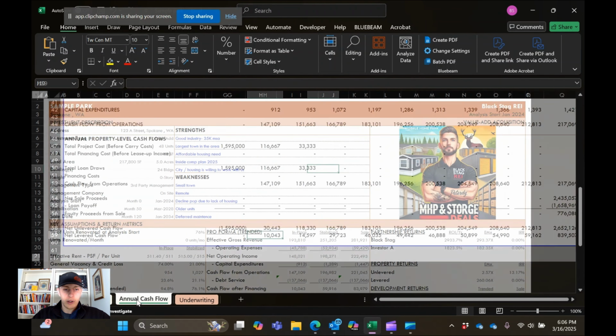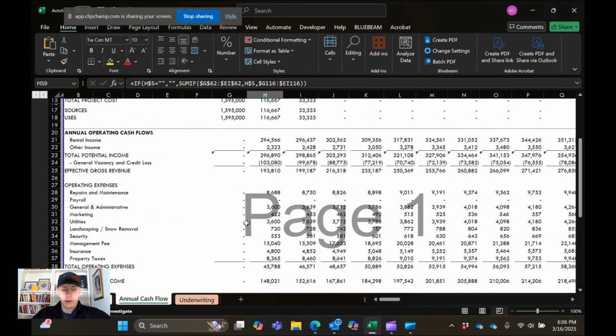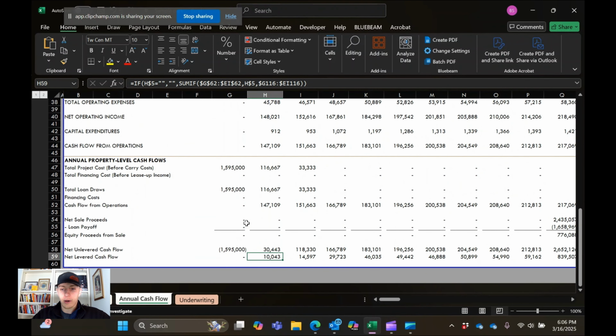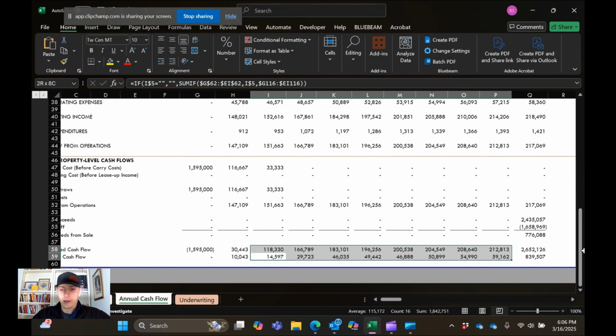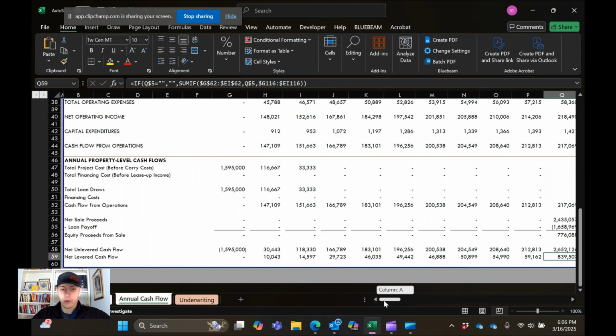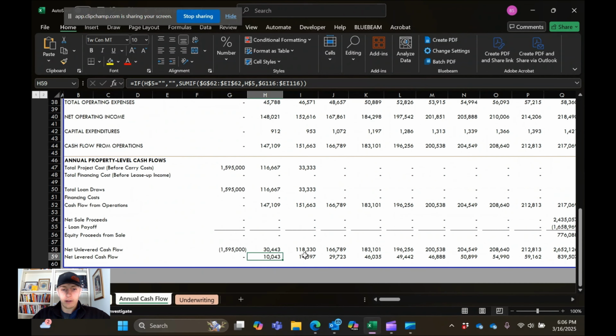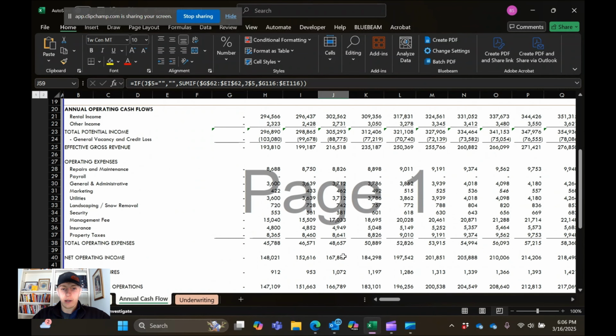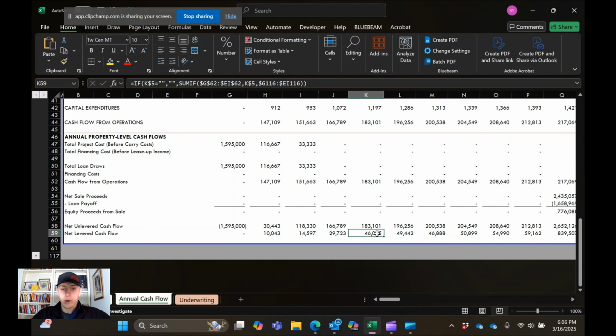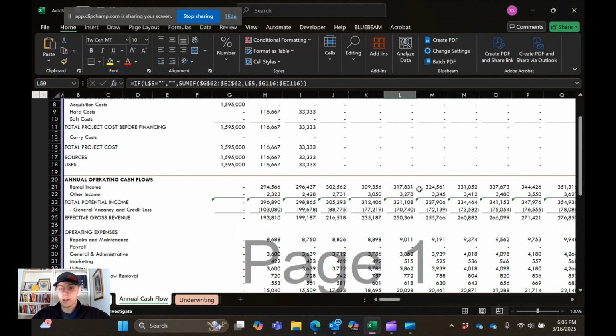So to look at this monthly or yearly throughout the life of the project, right? So this is a 10-year hold total. This is year one, profit $10,000, year two, 14, year three, 29, year four, 46, year five, 50, year six, right?